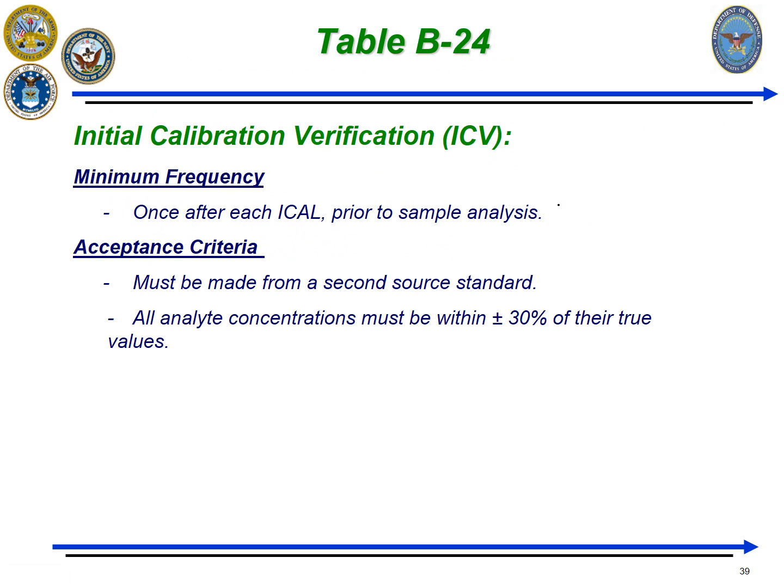In addition to these requirements, in Table B-15, we have a requirement for an initial calibration verification. So this is performed after each iCal, and it's made from a standard that's made from a second source material. All analyte concentrations must be within plus or minus 30% of their true values. This should look very familiar to the folks that have done Table B-15 analyses, as this is identical to our previous requirement.